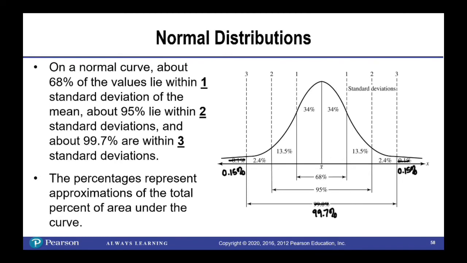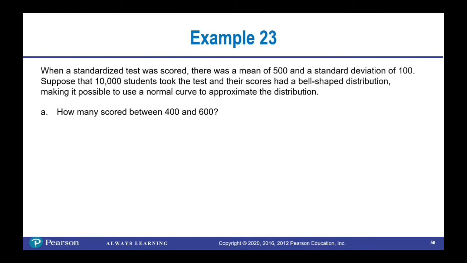So how do we use this? Look at example 23. We have a standardized test with a mean of 500 and a standard deviation of 100. 10,000 students took this test, and their scores make a bell-shaped normal distribution. So how many students scored between 400 and 600?